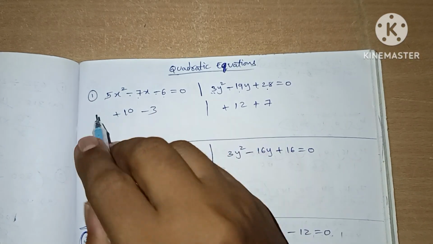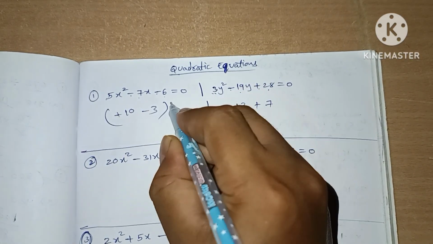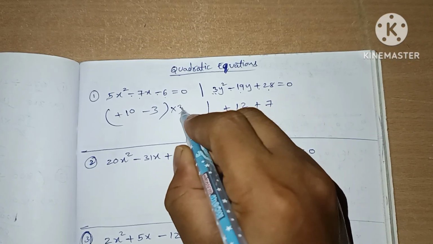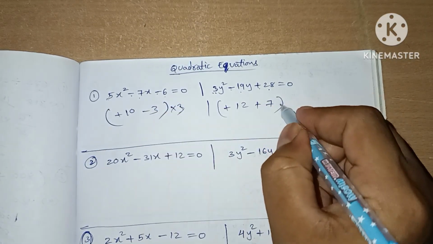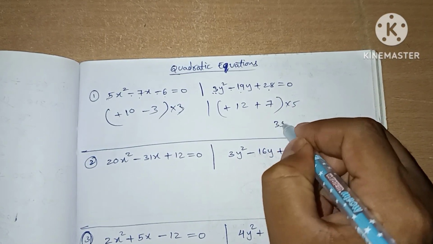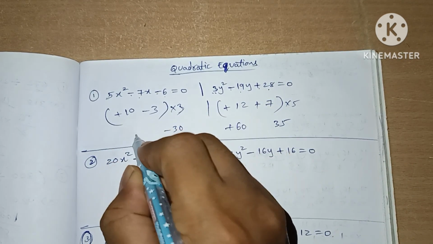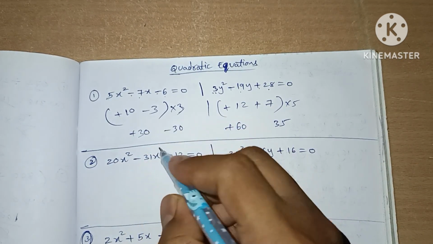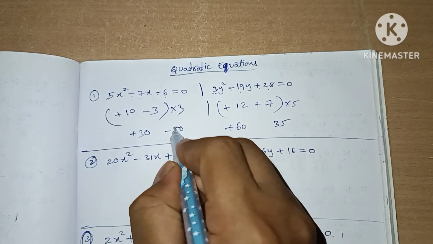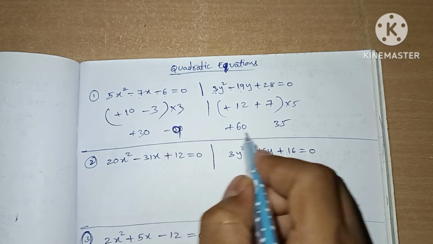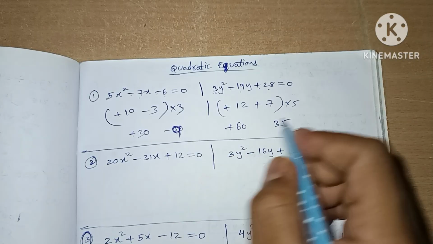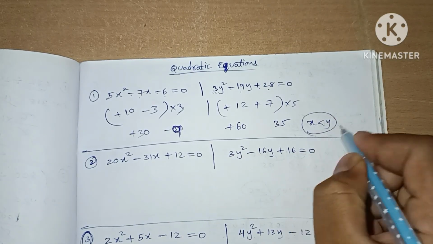Here the bases are not equal. To make the base equal, we multiply this with 3 and this with 5. So 7 5 times is 35. This will be plus 60. This is minus 30 plus 30. So this will be minus 9. Okay, now by comparing these two, it is clear that x is lesser than y.